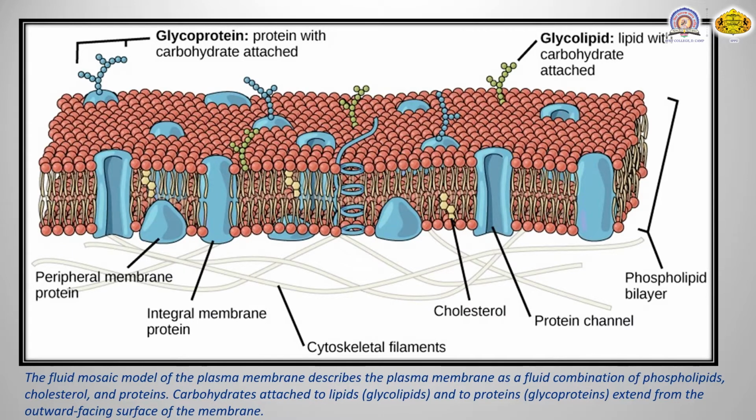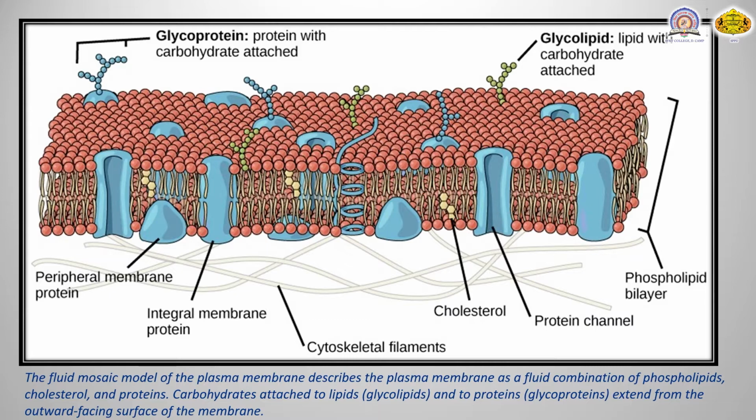Now you can see the lipid bilayer, which is called the phospholipid bilayer, in which the two layers are attached. All the hydrophobic parts are inside, which is the tail, and the head comprises the hydrophilic end, while the tail comprises the hydrophobic end.